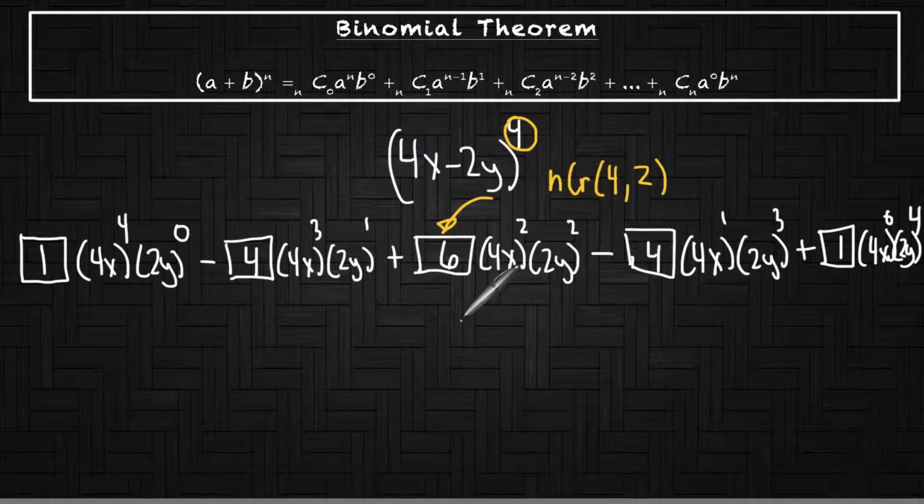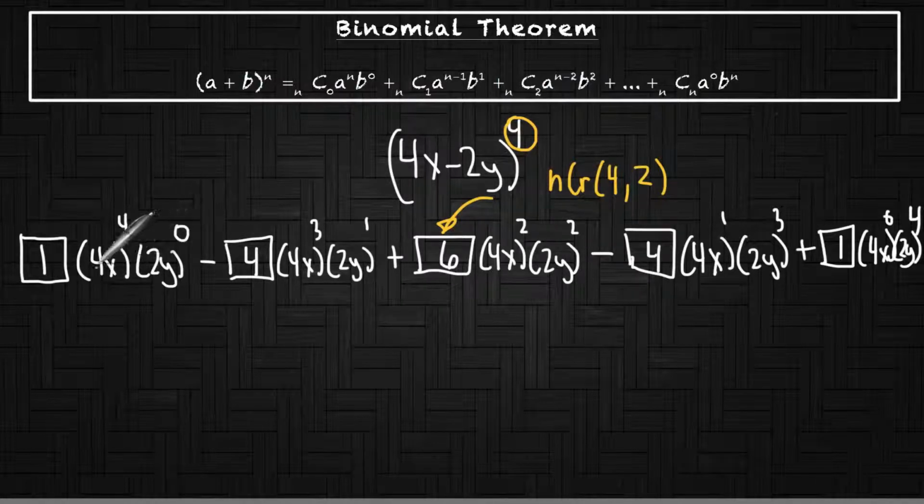Now, the next time that you do a binomial to the 4th power, you will remember 1, 4, 6, 4, 1. So say that with me. 1, 4, 6, 4, 1. All right, let's go ahead and expand this thing out. 4 to the 4th is 4 times 4 times 4 times 4. That is 256. Now, 2 to the 0, anything to 0 is 1.